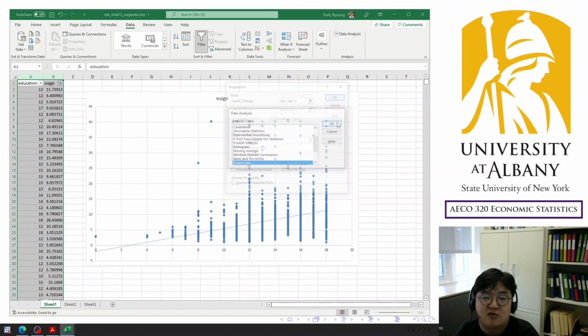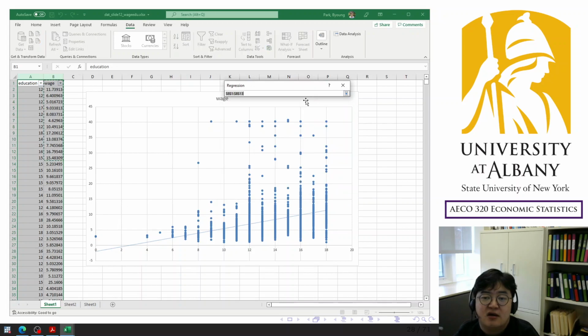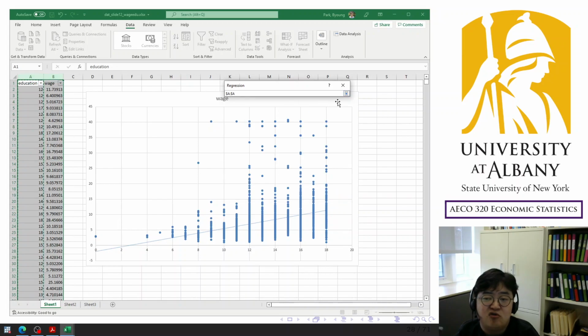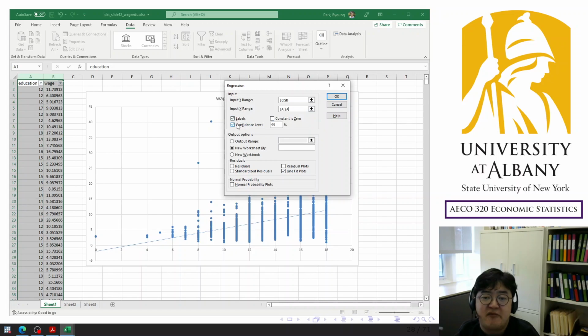Choose regression here. The Y variable is wage and the X variable is education. And the first one is label. Now let me show you the 90% confidence interval. Let me try 90%. And I clicked here.